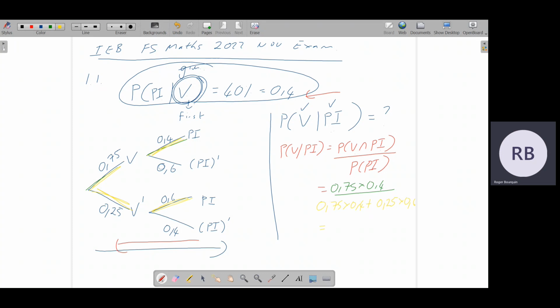And if you put that into your calculator, you should get an answer of 2 over 3, which you're going to either leave as 0.66. In this paper, it's always 4 decimal digits, so you could leave it like that, or you could leave it at 66.67%.